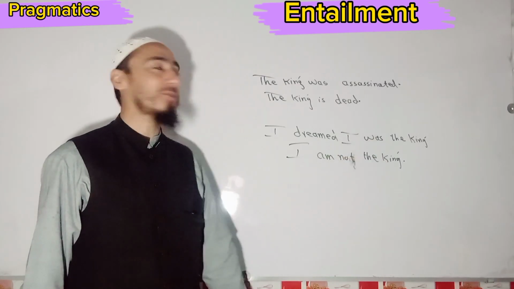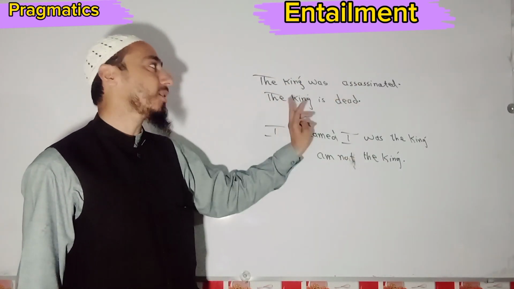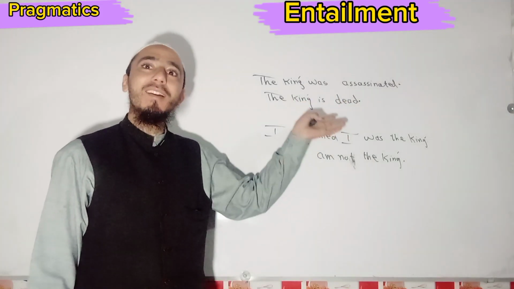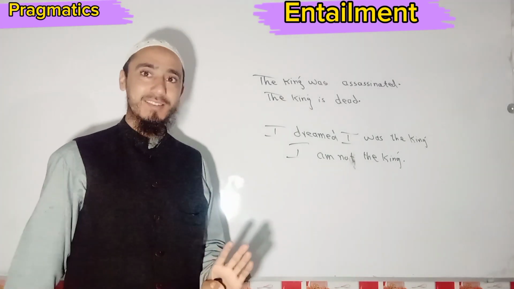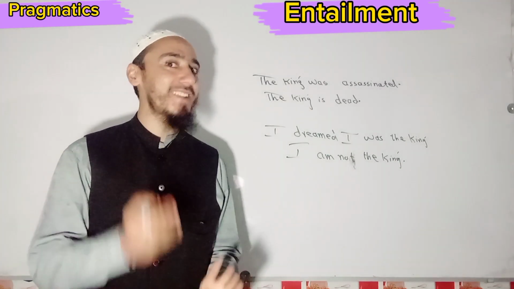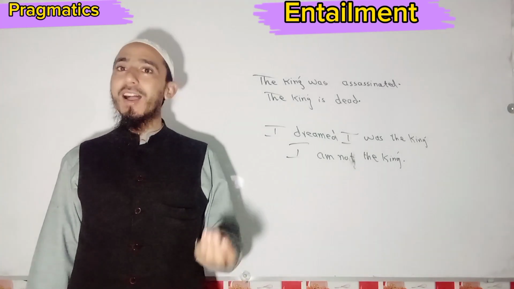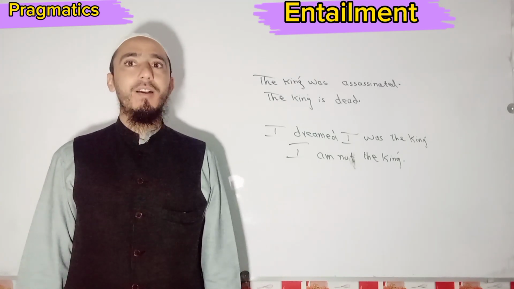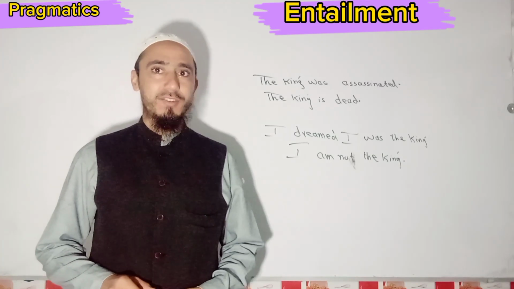It is not true. But you see, the king was assassinated, and the proof for this is that the king is dead. So here in entailment, one sentence proves another sentence. One sentence is the entailment of another sentence. But in presupposition, a sentence or an assumption can be true or false. So hope that this topic is clear to you. Thank you.